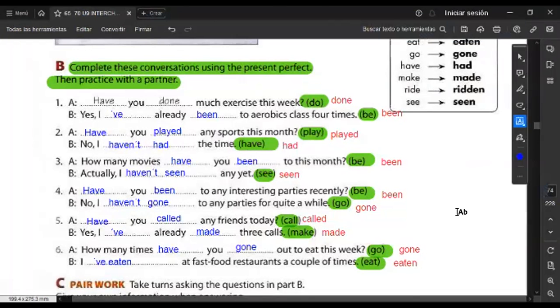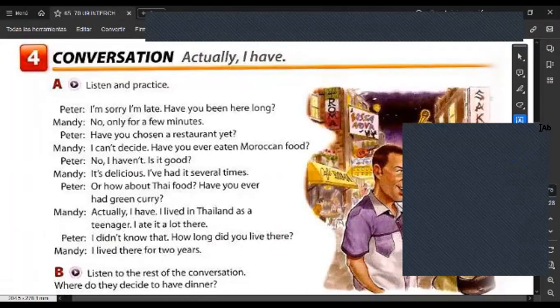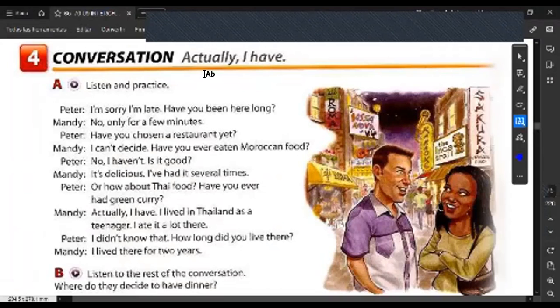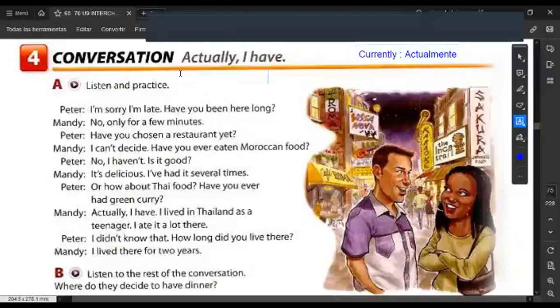Perdón, Ana Ramos. Teenagers. Okay. Now you're going to see and you're going to listen the conversation, right? Actually, I have. A decir verdad, yo tengo, o yo he. Actually es a decir verdad, este no es actualmente, ¿verdad? Actualmente se dice currently, es diferente. Currently es actualmente. So, actually means a decir verdad, de hecho.